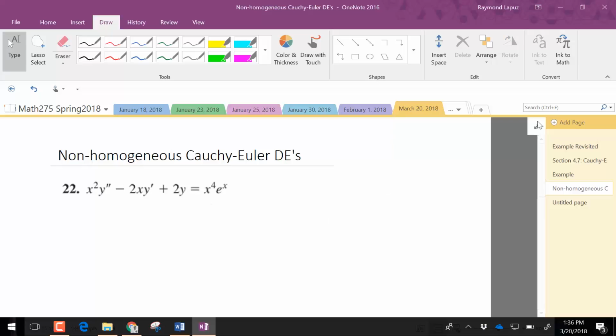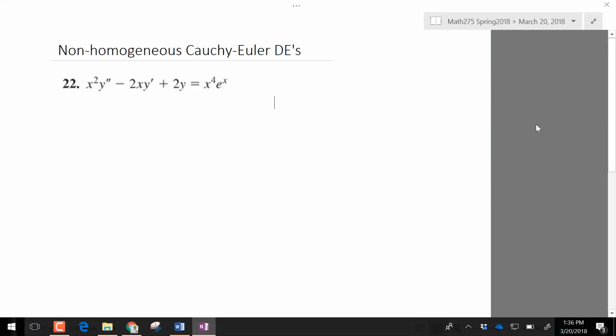So in the variation of parameters, we begin by finding the solutions to the homogeneous differential equation, and then we find the Wronskian and do the other stuff. So that's what we're going to need to do again here. So we'll start off with the homogeneous portion. This one is not so easy. Let's see. X squared y double prime minus 2x y prime plus 2y is equal to 0.